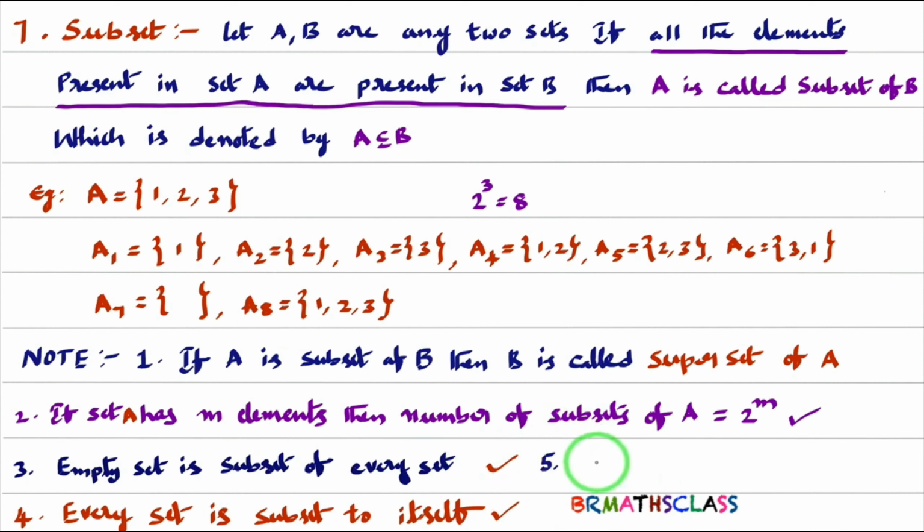Last note related to subsets. If A is a subset of B and B is a subset of C, then what can we write? All the elements present in A are present in B, and all the elements present in B are present in C, so directly we can write A is a subset of C. This can be understood very easily.